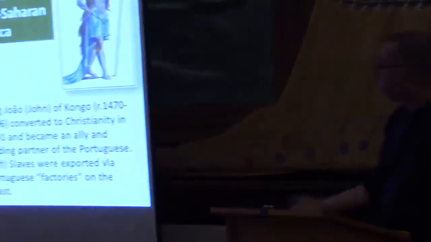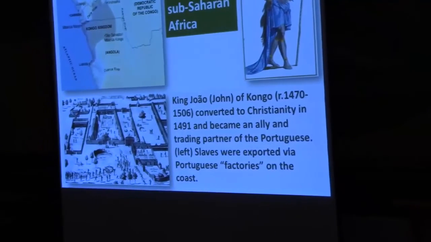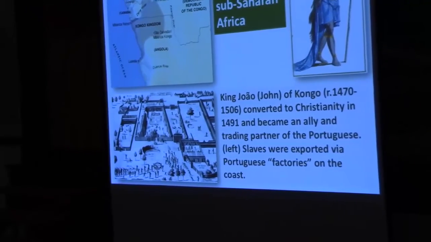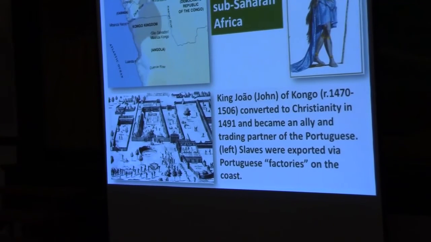Portuguese develop trading relations on the coast of Africa. This is the Congo Kingdom, not exactly the modern Republic of Congo, as you can see, but overlapping into a good chunk of northern Angola.